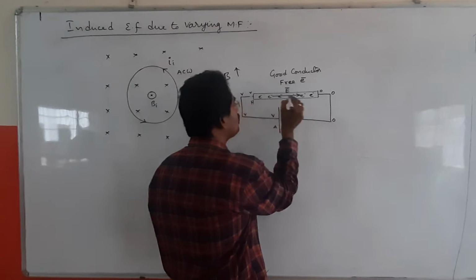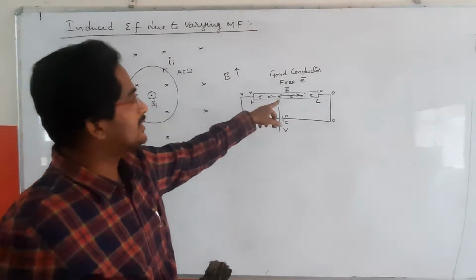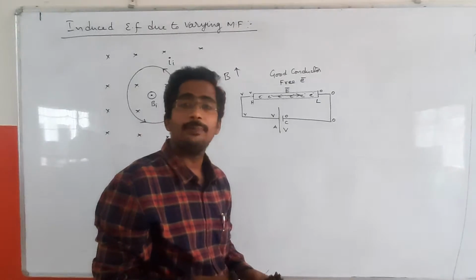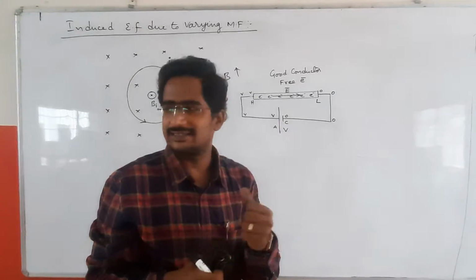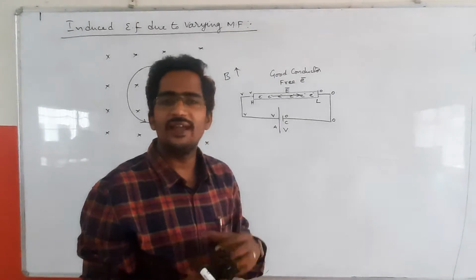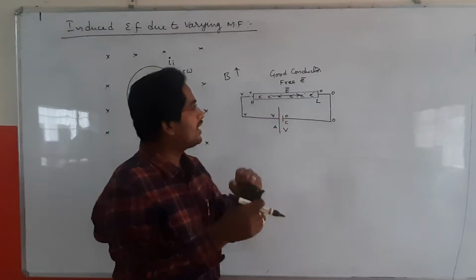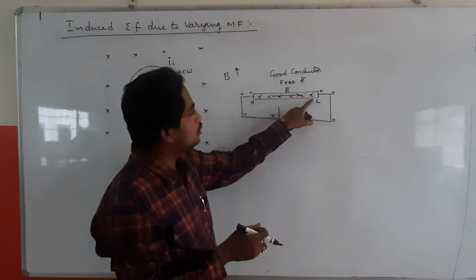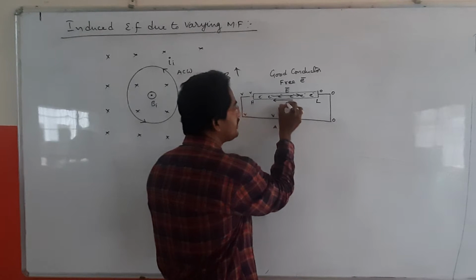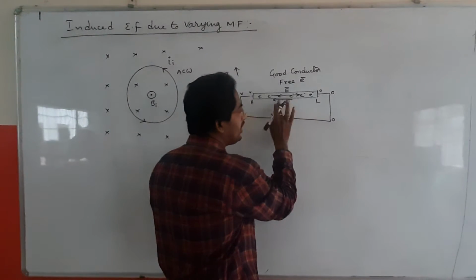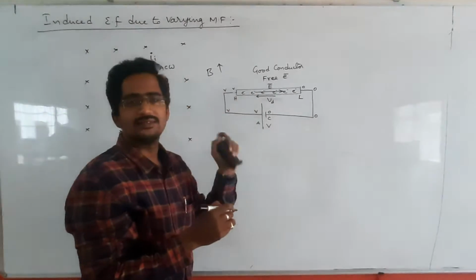From high potential to low potential. Whenever an electric field is established inside the conductor, what happens? Force will act on the free electrons. By that, electrons start their motion and drift through this rod in the opposite direction of the field, with a velocity Vd, called drift velocity.